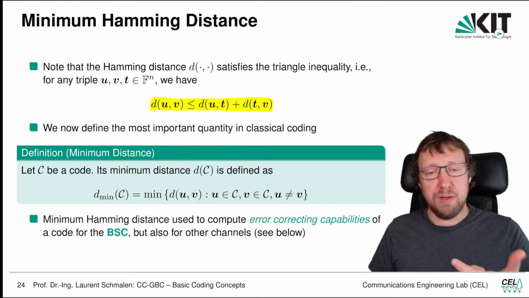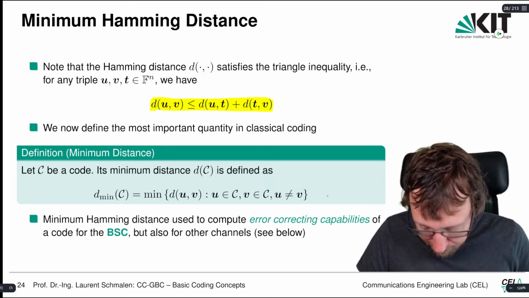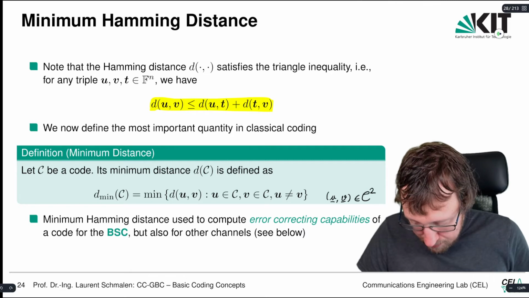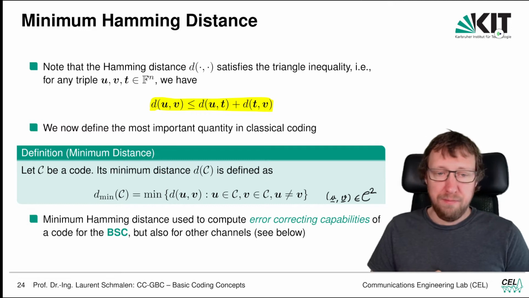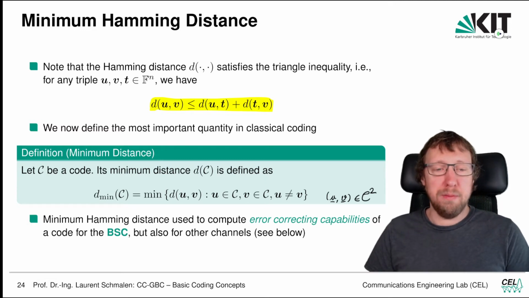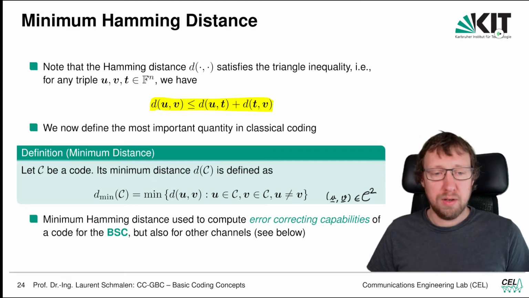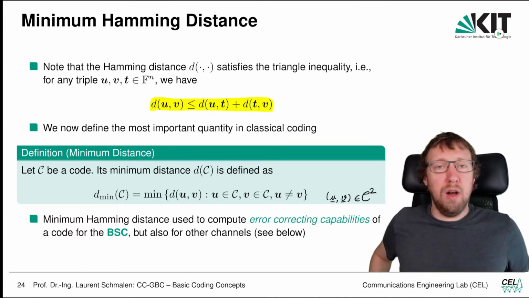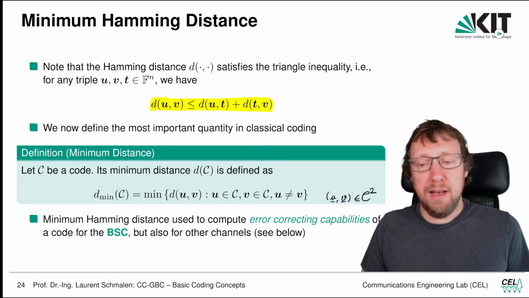So we take all possible code words for U, we take all possible code words for V, we do all the combinations. So essentially we can also say that (U, V) are elements of C squared, and U should be different from V. And then we calculate the minimum of this distance. And this minimum Hamming distance can be used to compute error correcting capabilities of a code, and most importantly for the binary symmetric channel, which was used a lot in classical coding. But it will also be important for other channels, as we will see later.